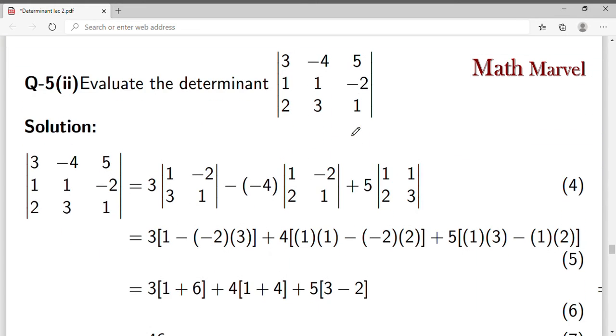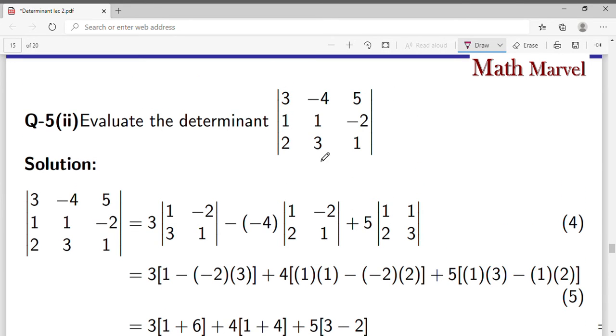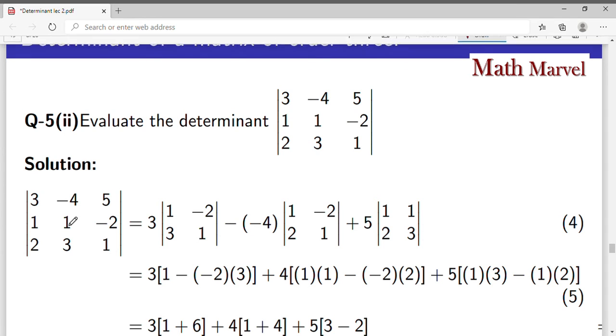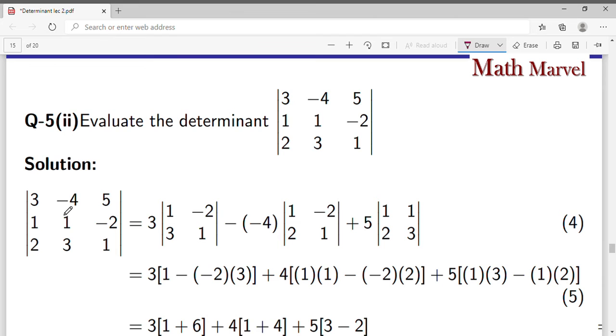Second example, question number 5, part 2. Here again, evaluate the determinant where zeros are not present. All the elements are non-zero, so you can use any row or any column. Here I am using the first row, so the determinant equals, now using the first row.